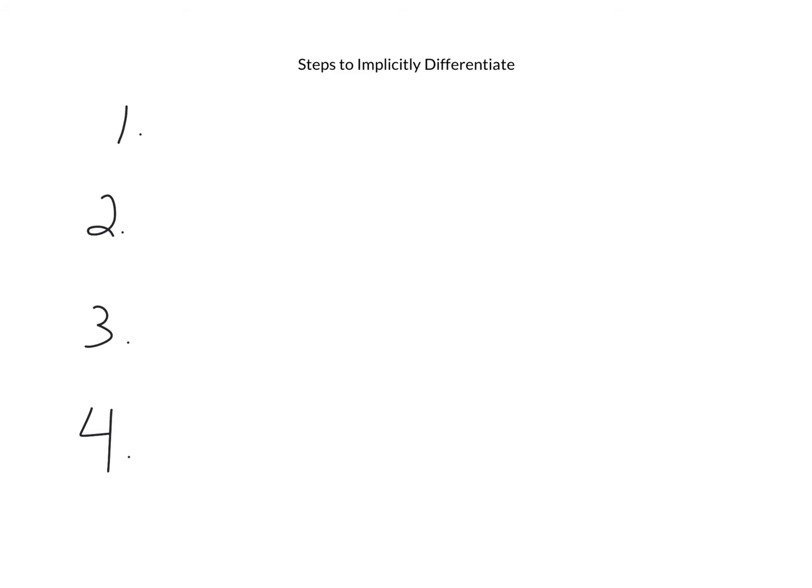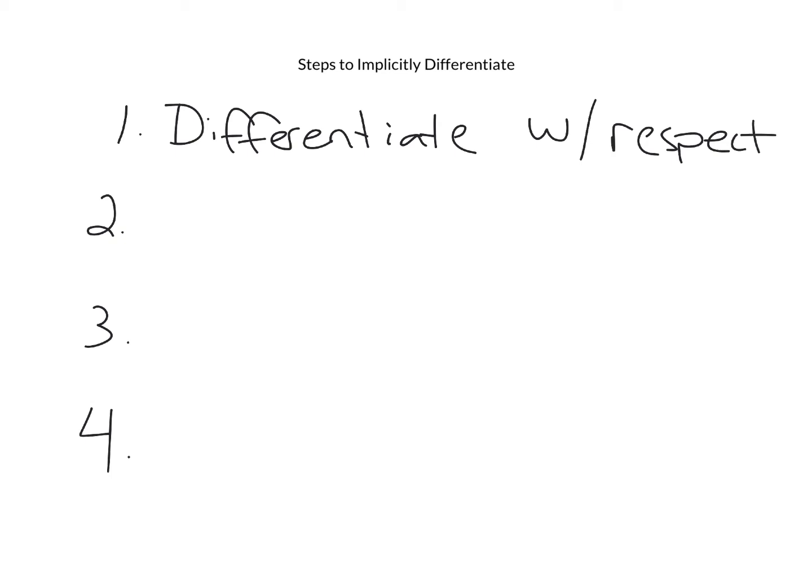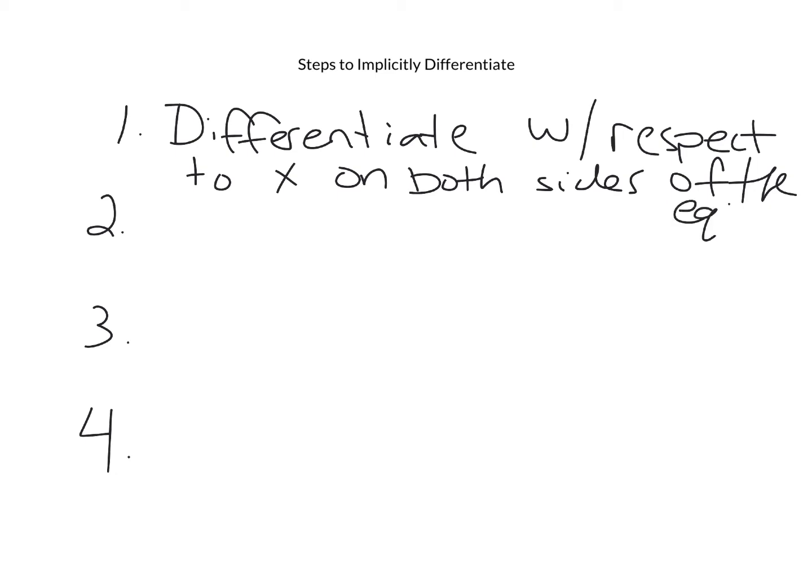Alright, we're going to give you some steps to follow in order to implicitly differentiate. Step 1. These are right from your book. They did a great job of outlining what we need to do. So step 1, differentiate with respect to x on both sides of the equation. You're just going to straight up differentiate, first step. Boom. Differentiate, you're done.